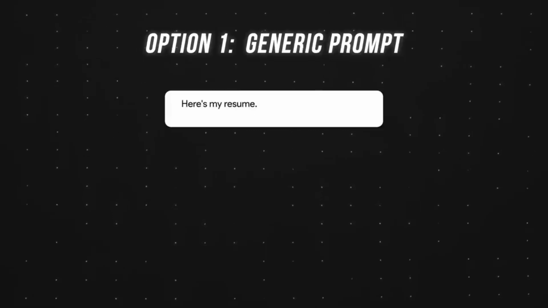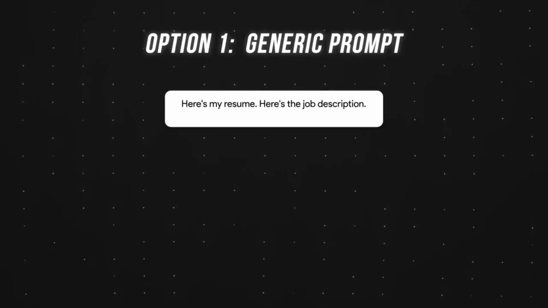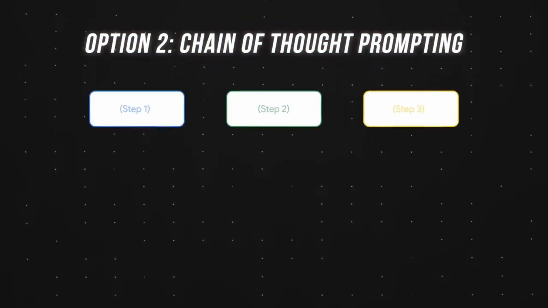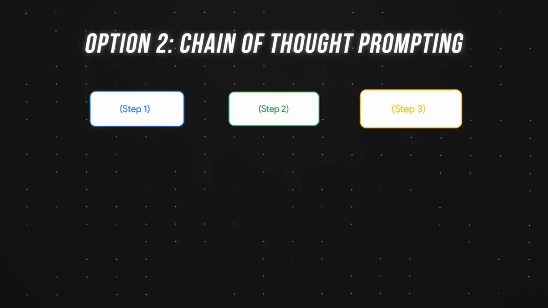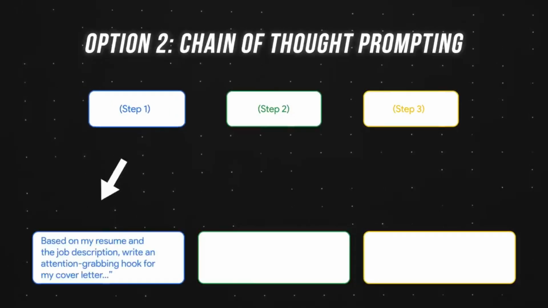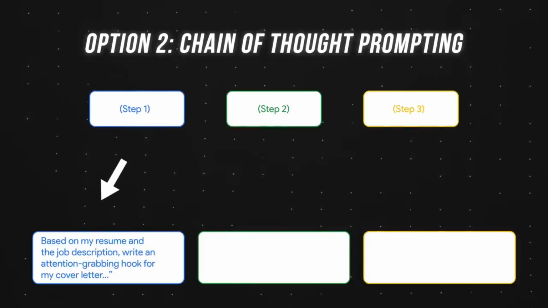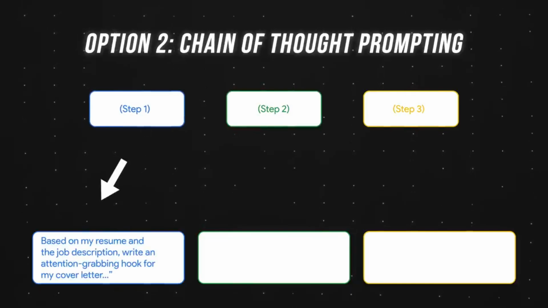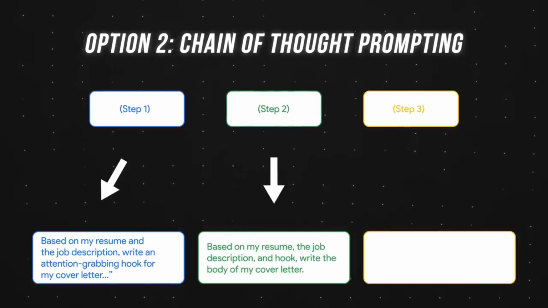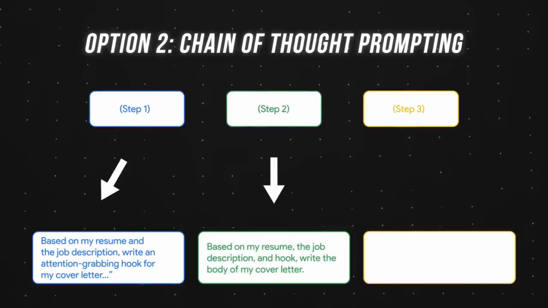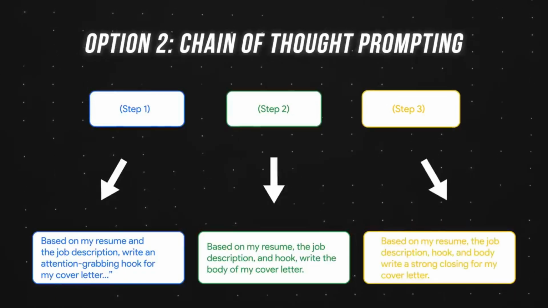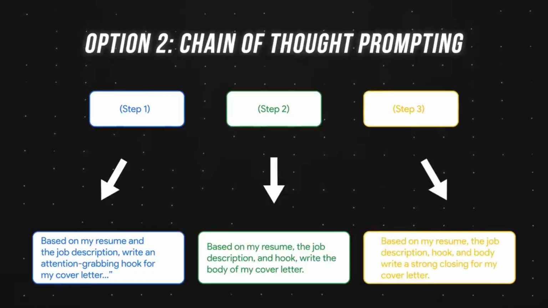Option 1, you share your current resume and the job description with the chatbot and just prompt it to write you a cover letter. Option 2, with chain of thought prompting, you break the large task, writing an entire cover letter, into manageable steps, with step 1 being, based on my resume and the job description, write an attention-grabbing hook for my cover letter. Then, after making some minor tweaks to the hook paragraph, step 2 would be pasting that back into the chatbot and asking it for the body paragraph. Rinse and repeat for the closing paragraph.